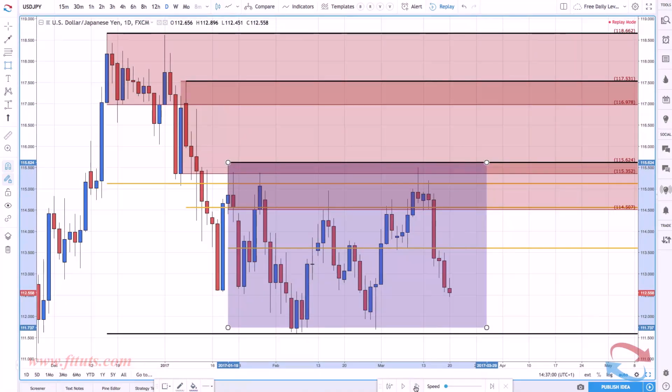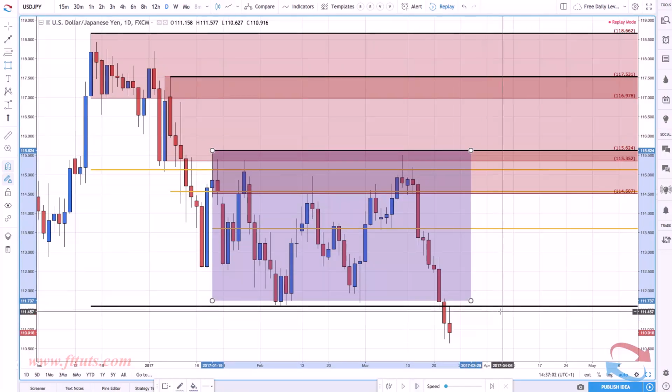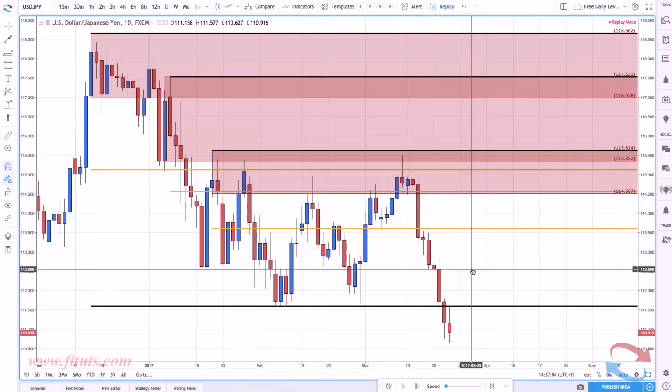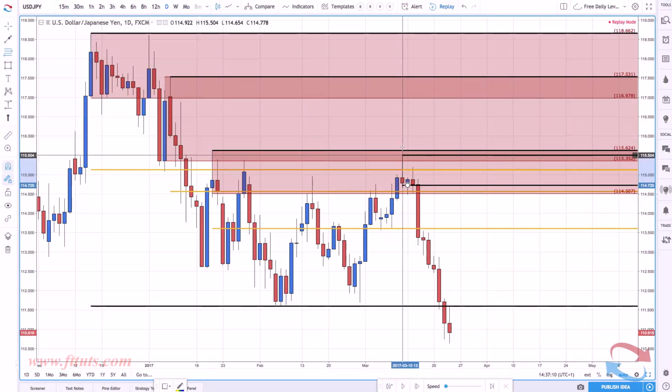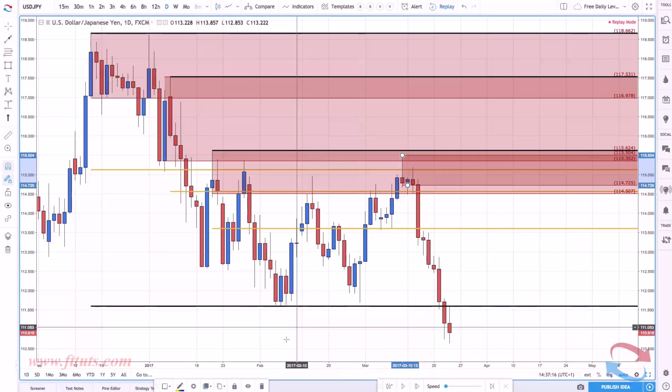Then we keep going forward, and now we break out. As we've broken out, let's delete that and create a new level of supply, and we're going to look for potentially our pullback.